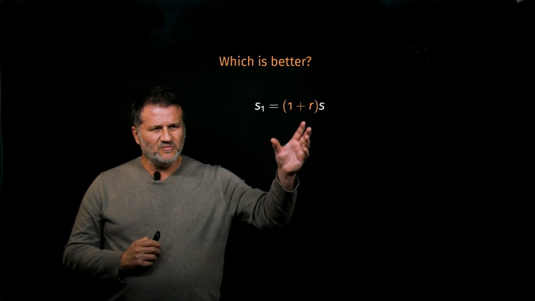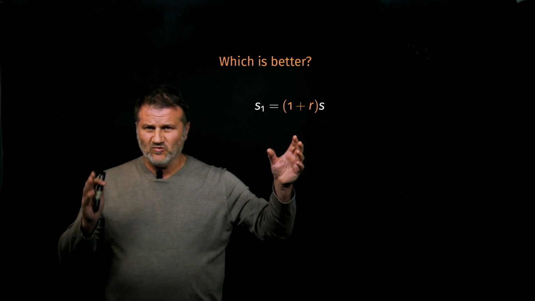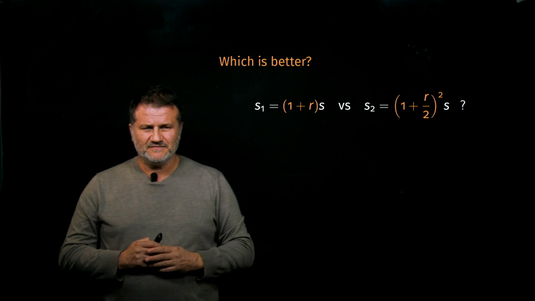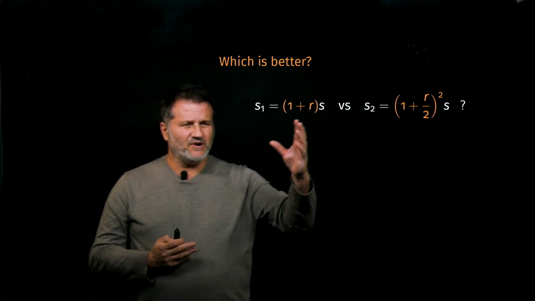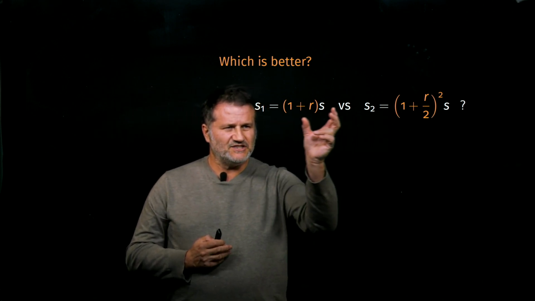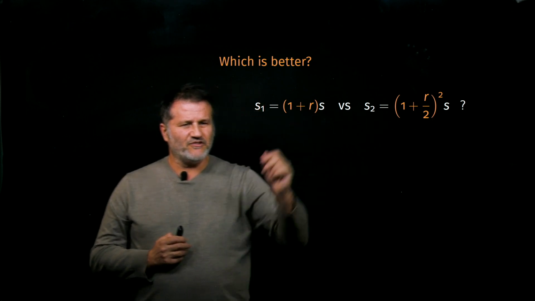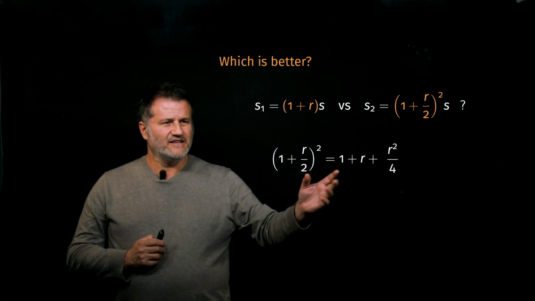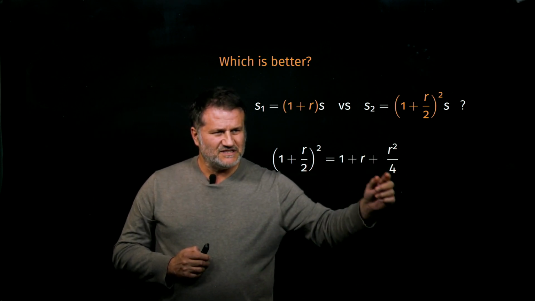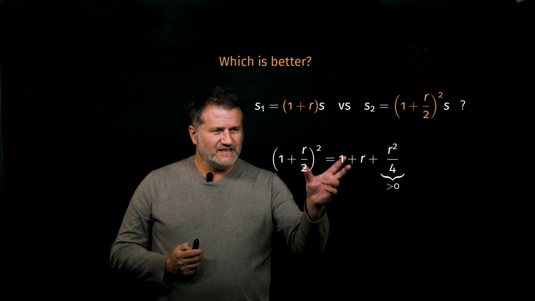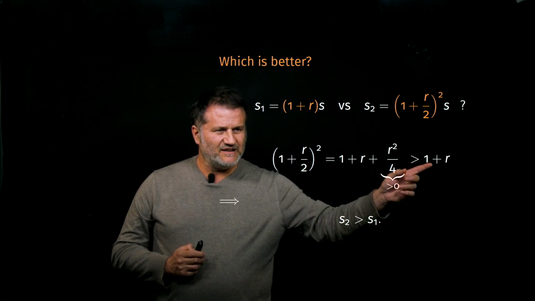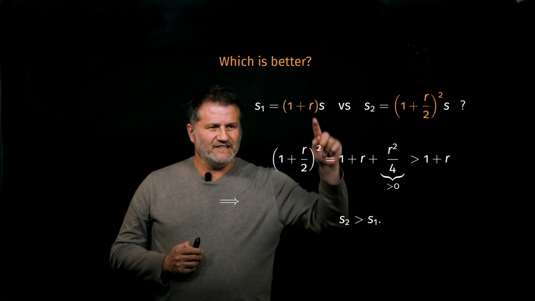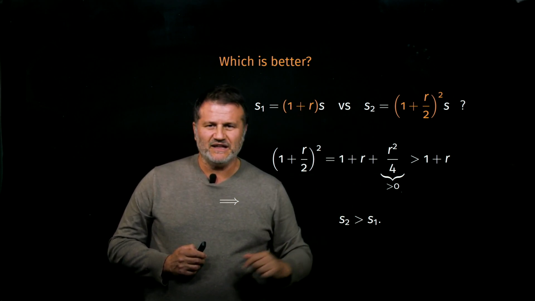Is it better to compute the rate in this way, so once per year, or twice but half of the rate per year? Now, we can easily respond to this question by just comparing these two coefficients in front of S. In fact, if we expand 1 plus R half squared, we see that since the last term is clearly positive, this expression is larger than 1 plus R. So this coefficient is larger than this one, and this means that S2 is greater than S1.